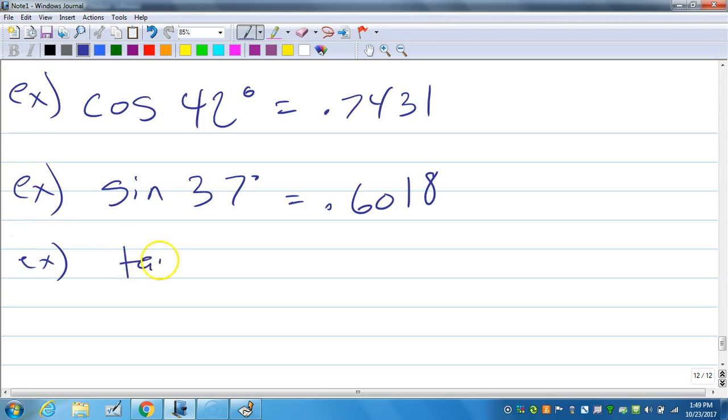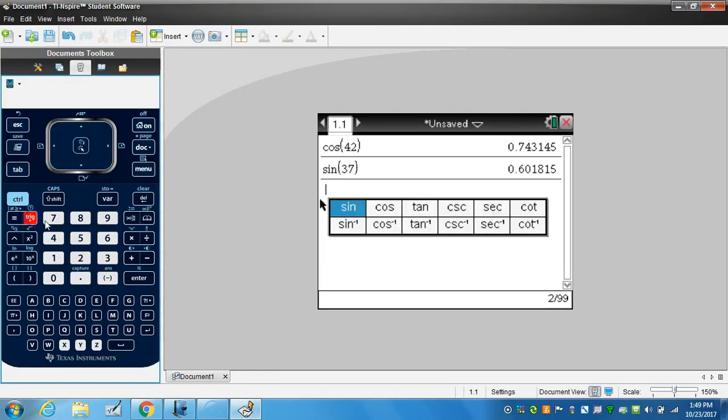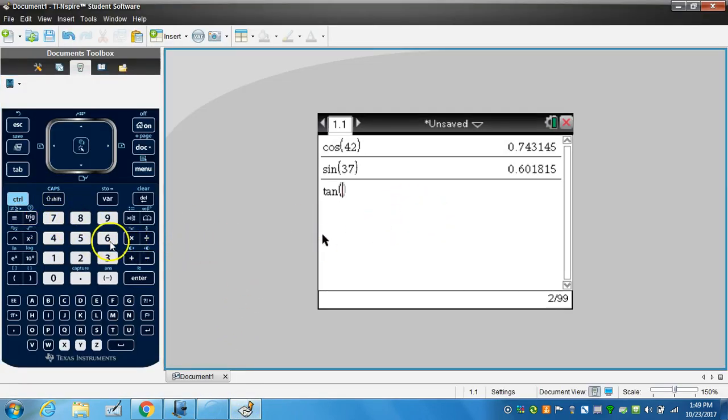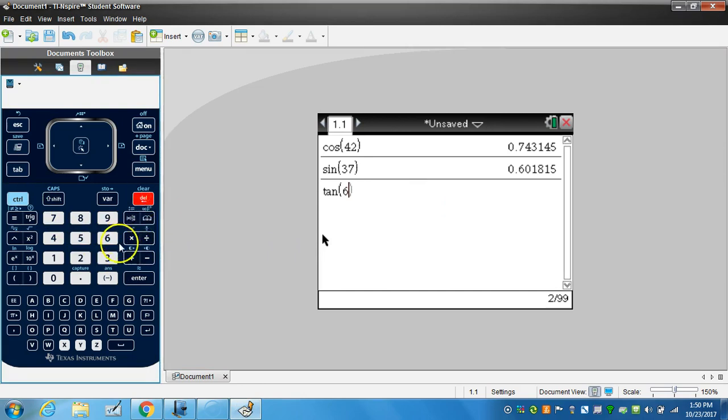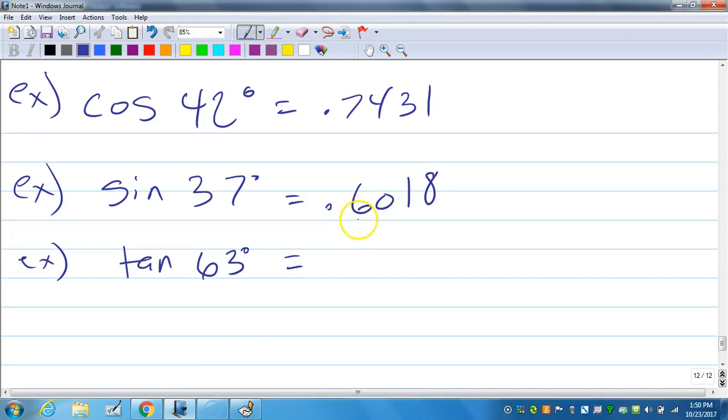Example. Tangent of 63 degrees. Trig. Tangent. 63. Enter. 1.96. And yeah, that's pretty much it from that section.